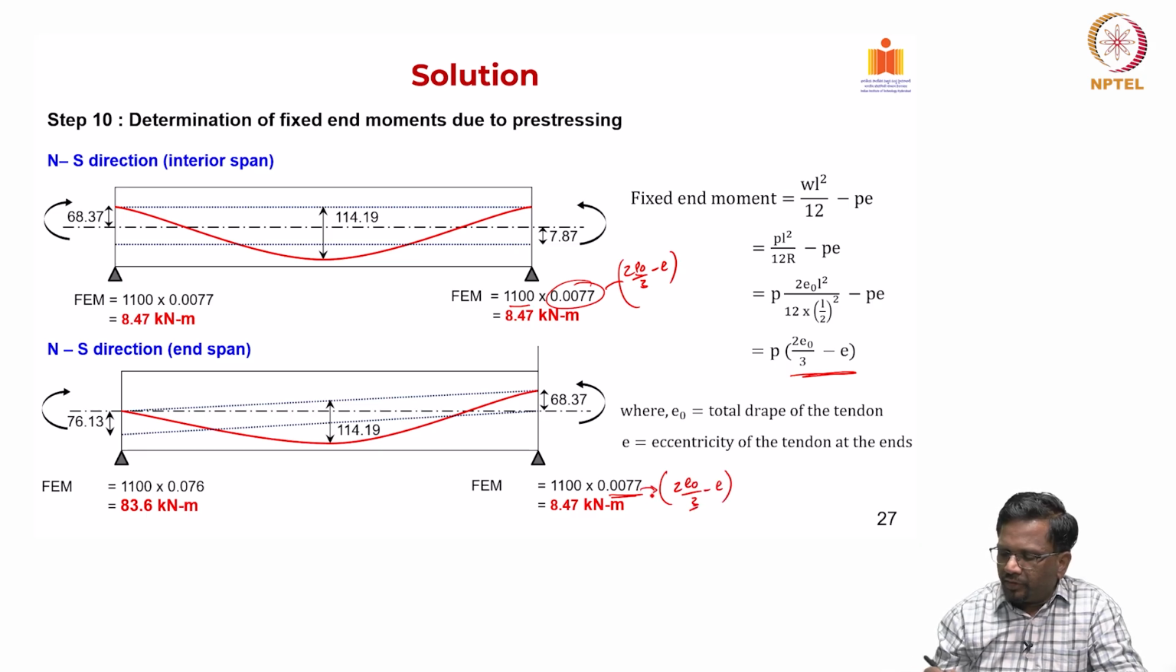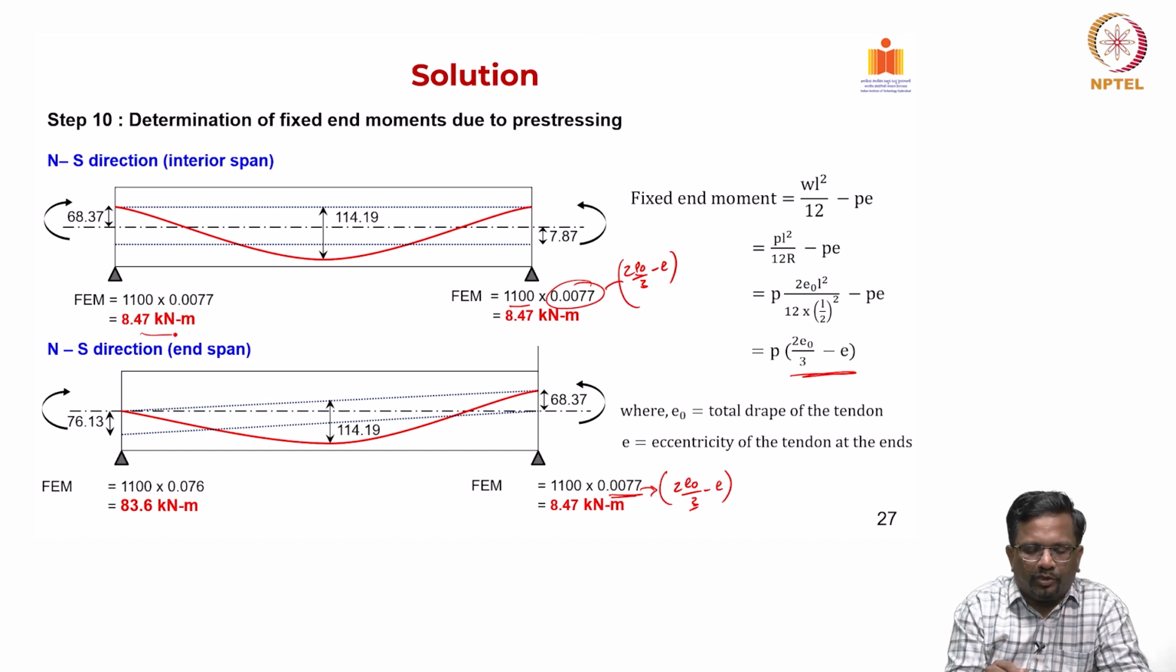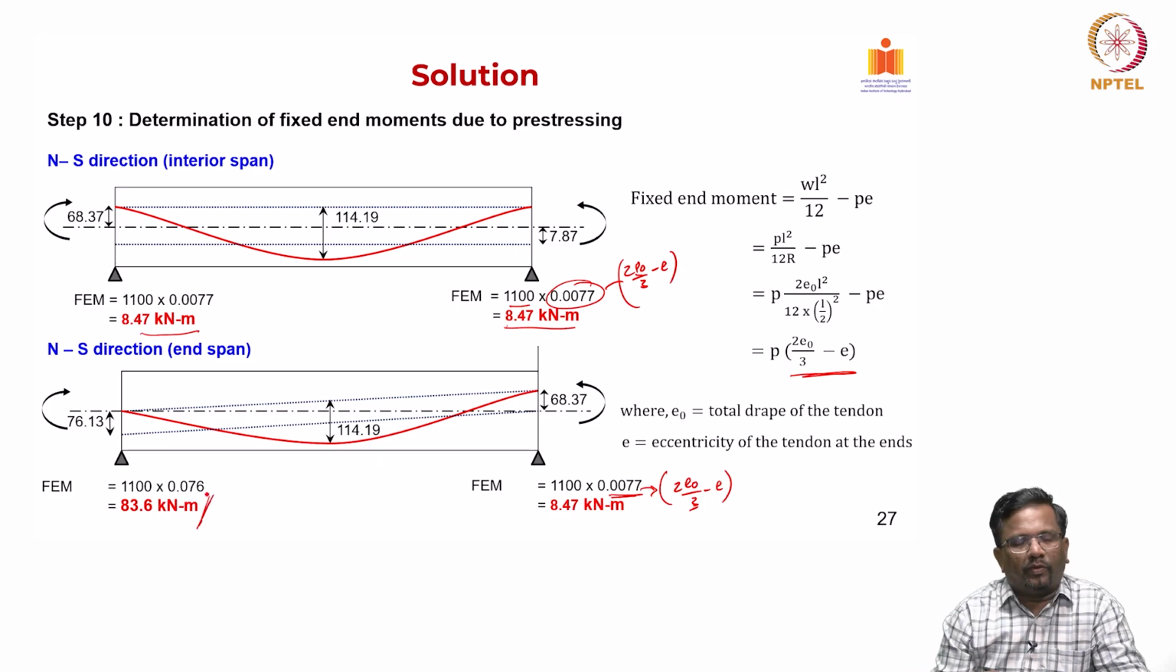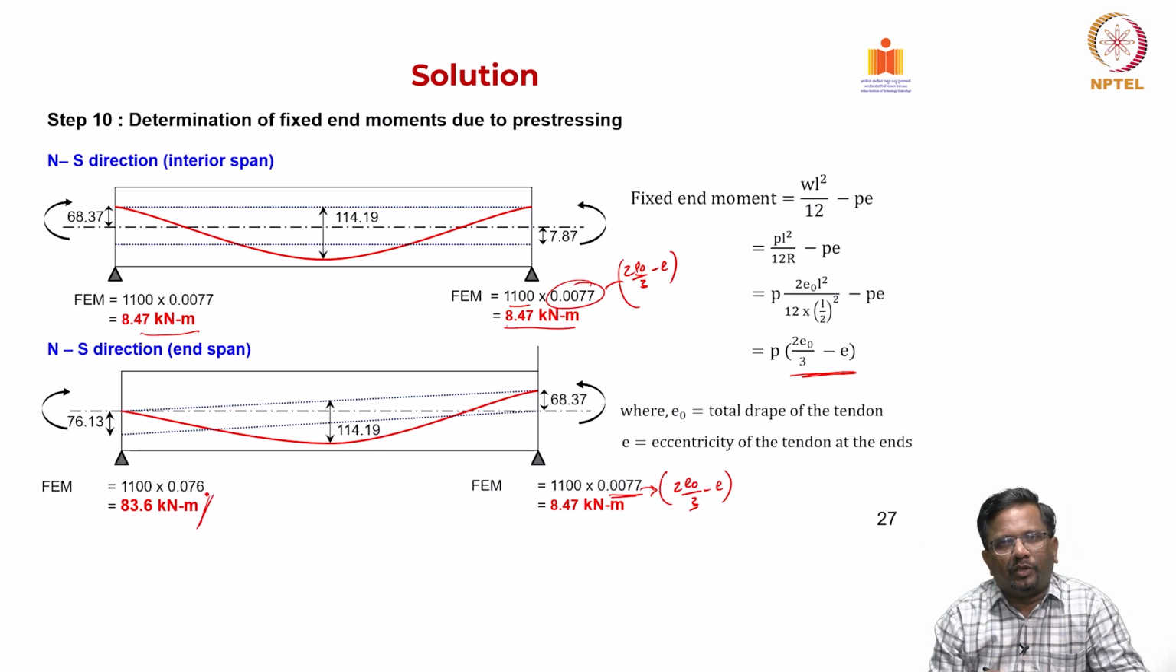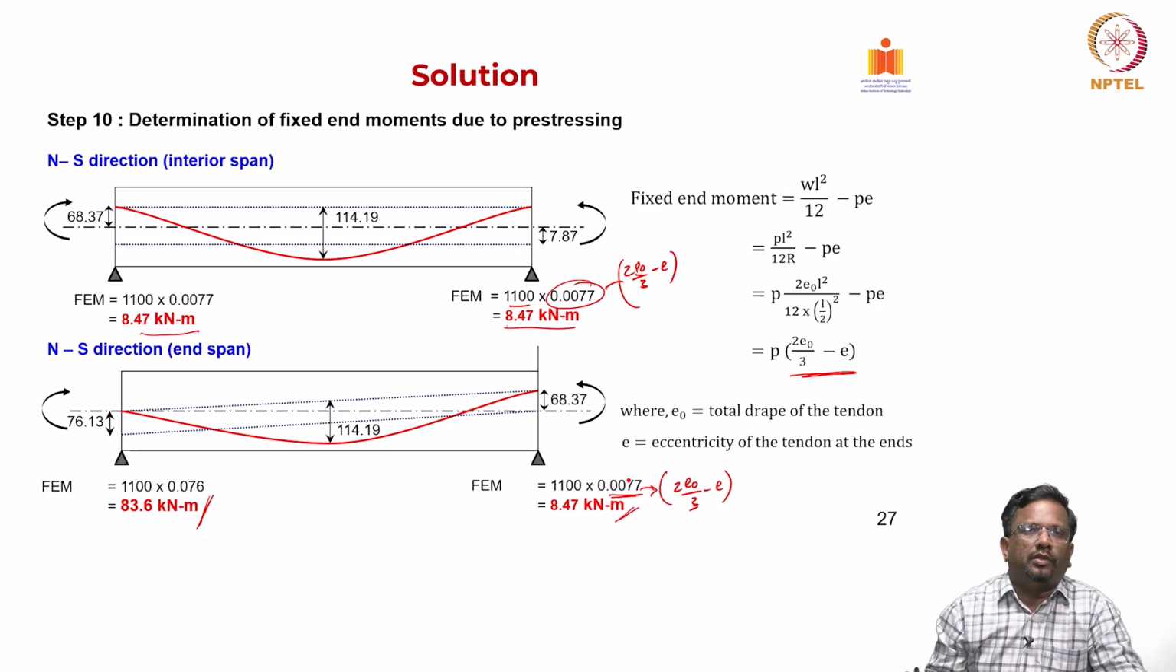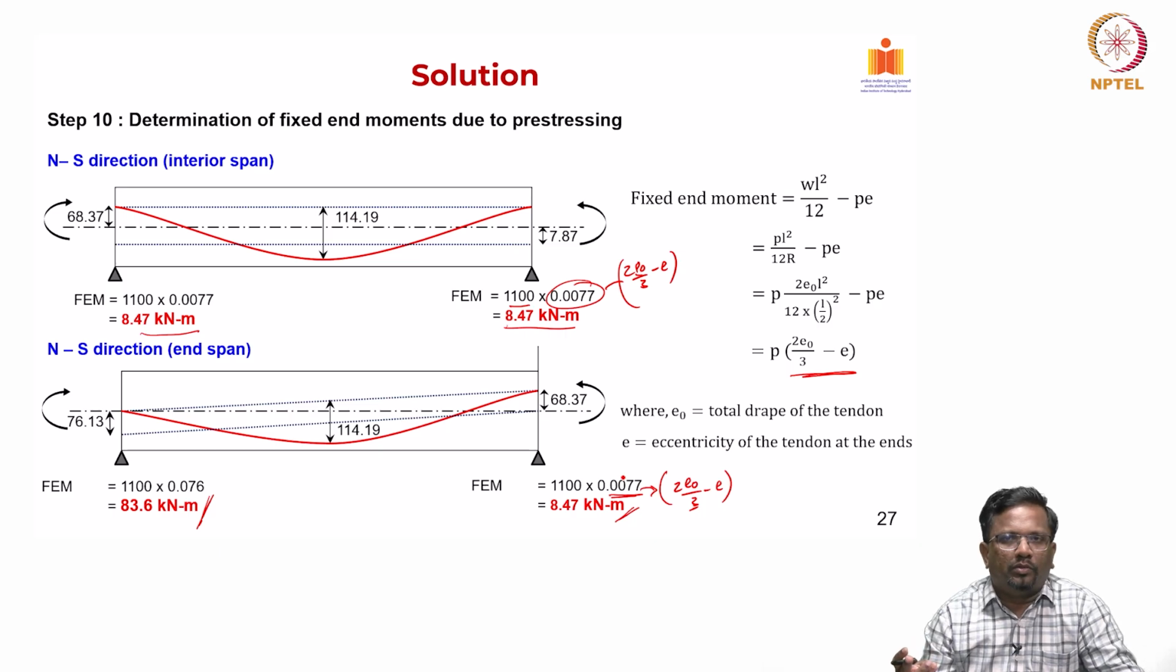So, this is what it is. So, if you substitute the value, you see that north to south direction, my fixed end moments are 8.47, 8.47. But in the end span I get on the left support 83.6 kilonewton meter, and then on the right support I get 8.47 kilonewton meter. Now, we got all the stiffness parameters, we got the fixed end moments, we got the carryover factors, they are all prismatic. So, the carryover factor is same. So, now we can go back and do the moment distribution method.